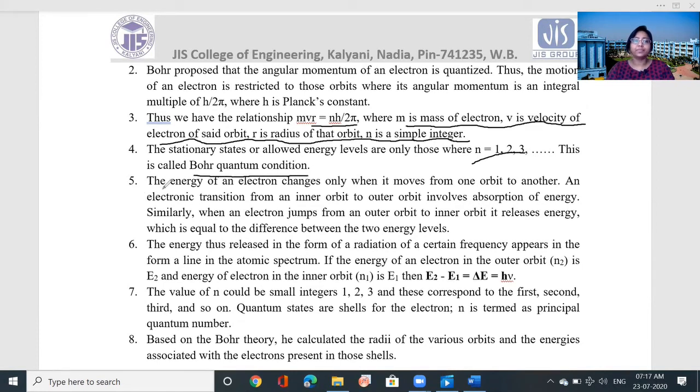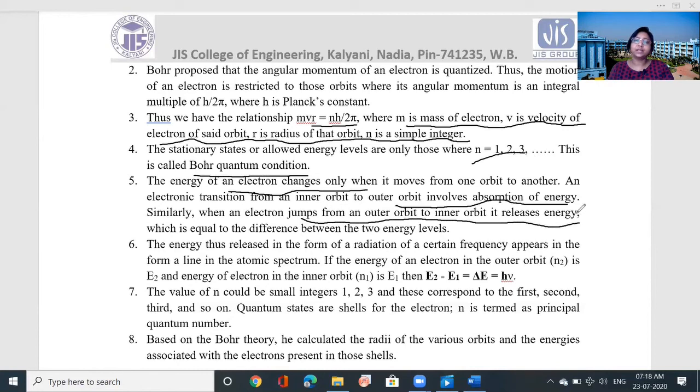Number 5, the energy of an electron changes only when it moves from one orbit to another. An electronic transition from an inner orbit to the outer orbit involves absorption of energy. Similarly, when an electron jumps from an outer orbit to the inner orbit, it releases energy.